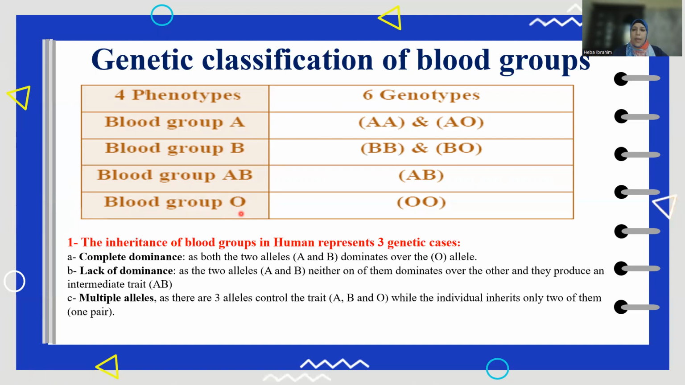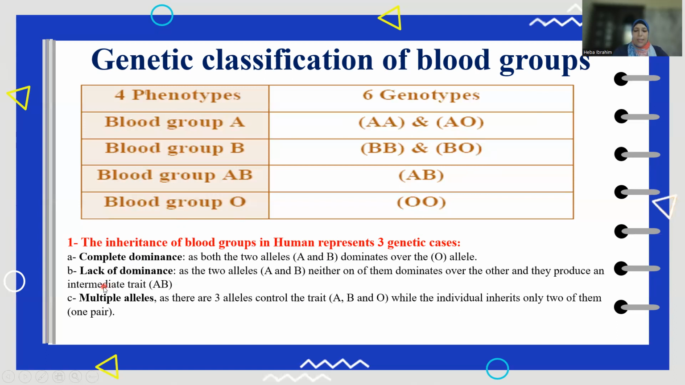Blood groups genetic classification is controlled by 3 different genetic cases, the first of which is complete dominance. What is meant by complete dominance in the case of blood groups? That means A and B genes are dominant over O. So if gene A exists with gene O, the product will be blood group A. Why? Because A dominates over O. There is a complete dominance between A and O. What about B and O?